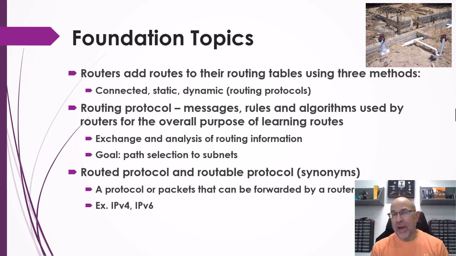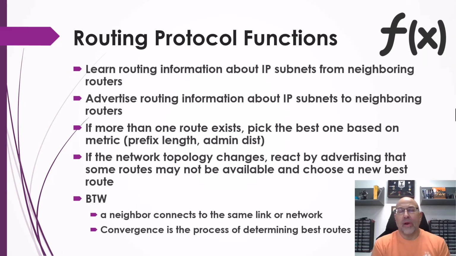Things that can be routed is pretty much everything else that we put on the network. So anything that's got an IPv4 header or an IPv6 header in it, these things can be routed or forwarded by a router. So don't confuse those terms. All right, so what do we do with our routing protocol? Well, there's a couple of things that we want a routing protocol to be able to do.